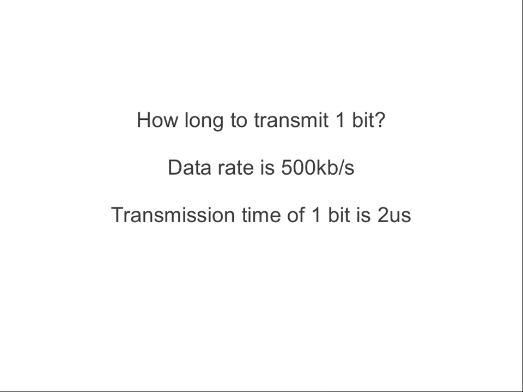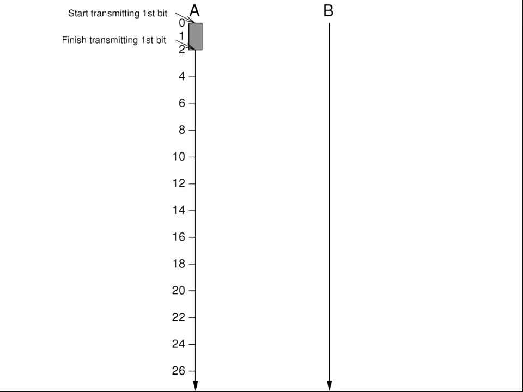I can draw that. If we start transmitting at time 0, therefore we'd finish transmitting at time 2. If we start our clock at time 0 and count as we go down on this diagram, it takes 2 microseconds to transmit 1 bit. And I've drawn that transmission time of 1 bit as this grey rectangle. That's all.